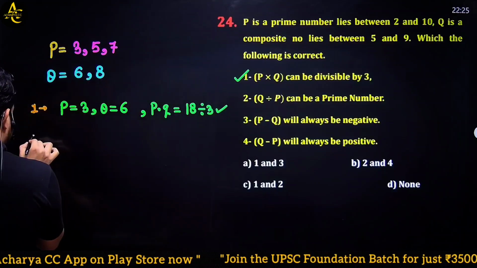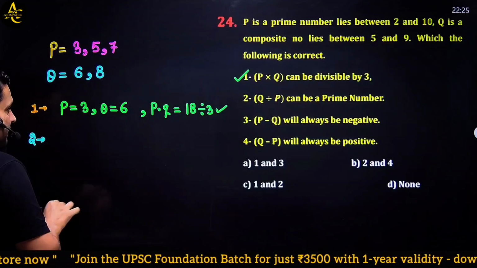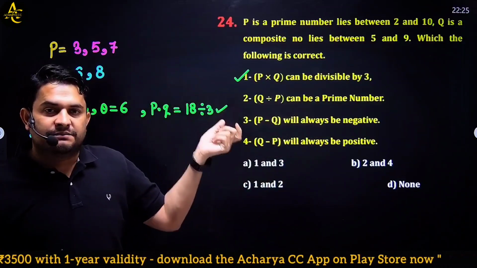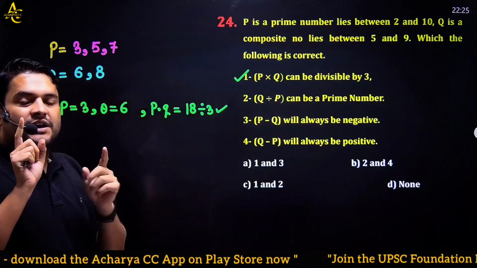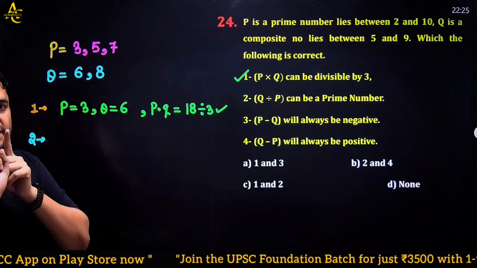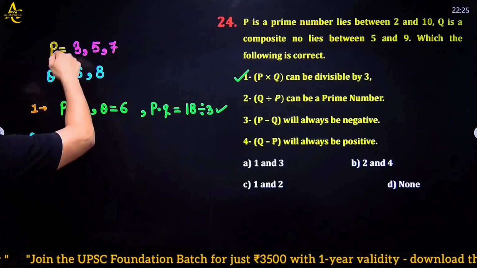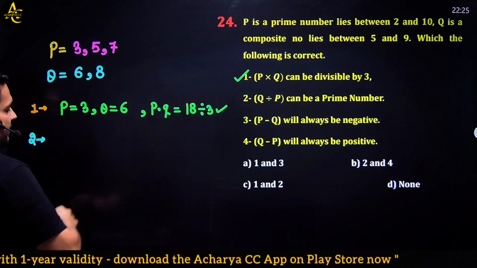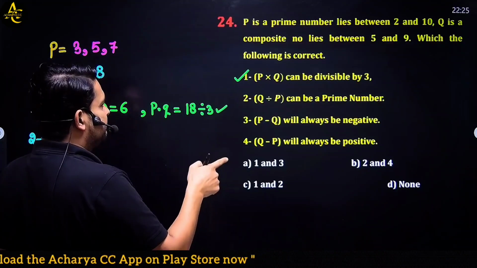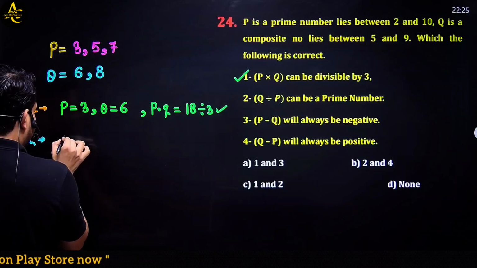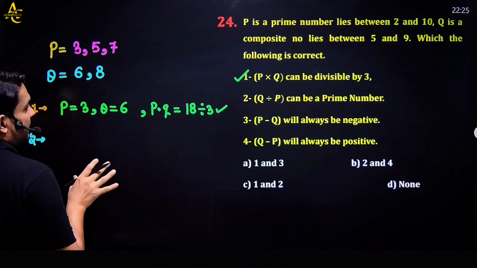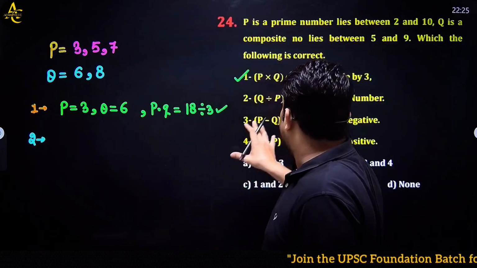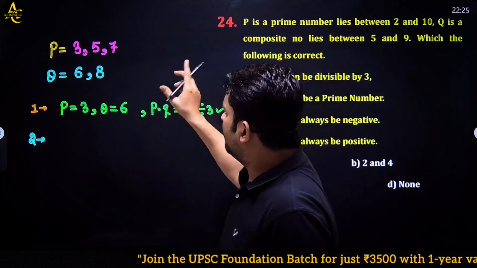What does the second statement say? If your statement consists of "can be", then you will solve only a single possibility. See, if I put p equal to 3 here, q equal to 6 here, then I make my number divisible by 3. The second statement says q divided by p can be a prime number. If I divide q by p, can I get a prime number? So I have to take only one number.